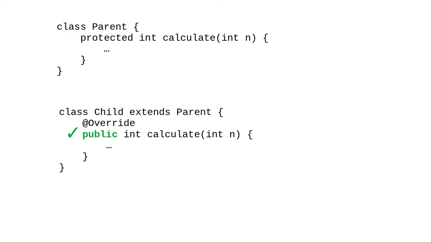One additional note. If you override a method in a subclass, you can make it more visible. In this example, the child class makes its overridden version of a protected method public. However, you cannot make a method less visible. If you try to override a protected method and make it private, the compiler will stop you.